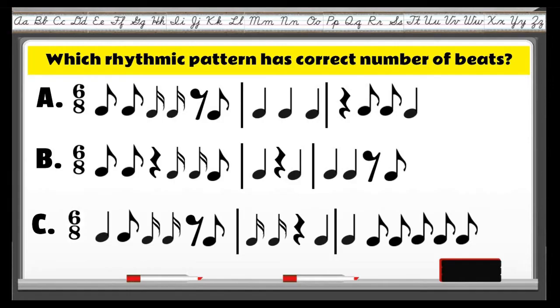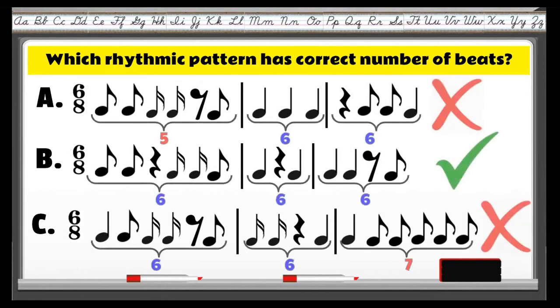Let us have an activity. Which rhythmic pattern has correct number of beats? Is it A, B, or C? Very good. The answer is B. Look, each measure has 6 beats.